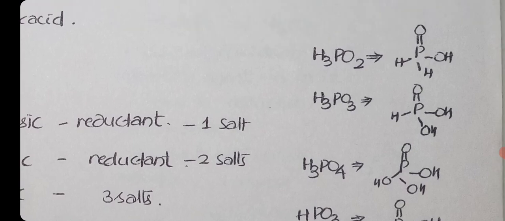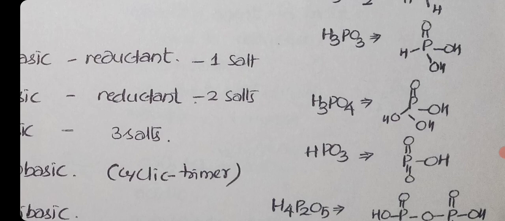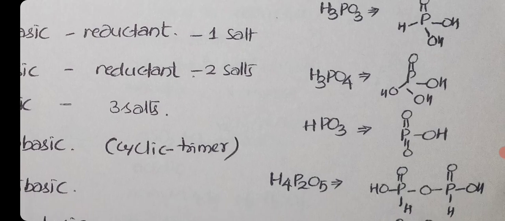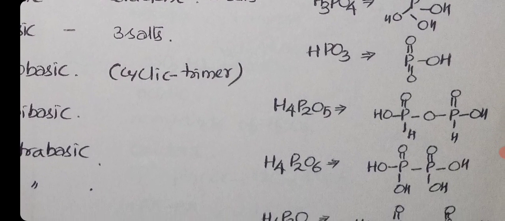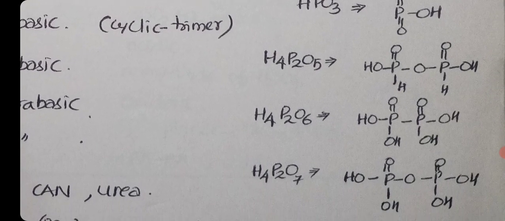H3PO2. There are two P-H bonds. If P-H bonds are there, that's a reducing agent. And there is one OH group, so it is monobasic. One salt is possible. H3PO3, two OH groups are there, so it's dibasic. P-H bond is there, so reducing agent. H3PO4, three OH groups, tribasic. HPO3, unstable. It generally exists in the form of a cyclic trimer. Here HPO3 contains one OH group, so monobasic acid. But the trimer is a tribasic acid.